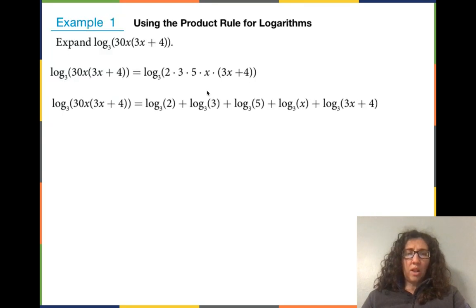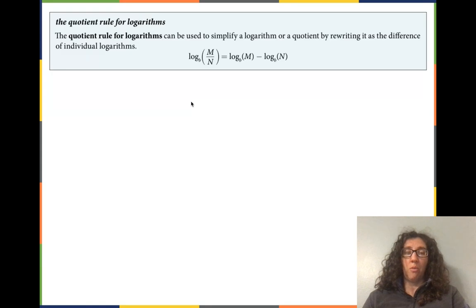I guess one last thing, we could simplify this perhaps just a little bit. What is this? Log base 3 of 3. This is saying 3 to what power equals 3? The answer is 1, right? So this term we could write as 1, just to simplify it a little bit more.